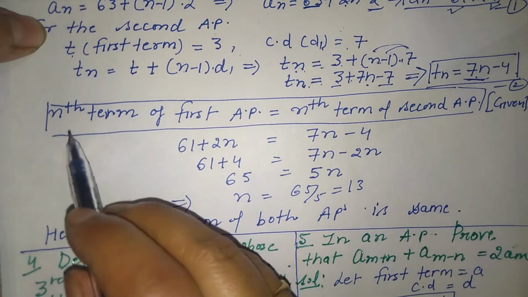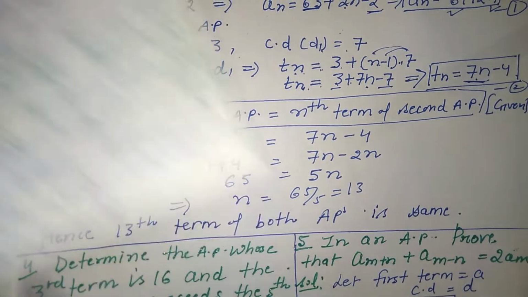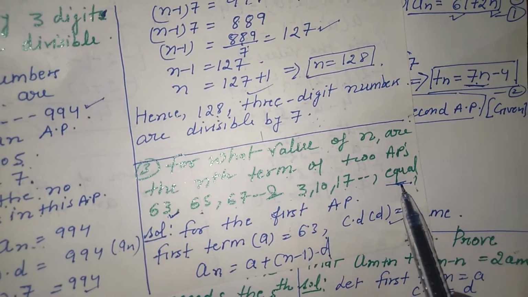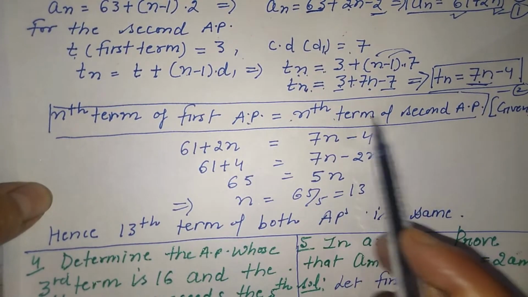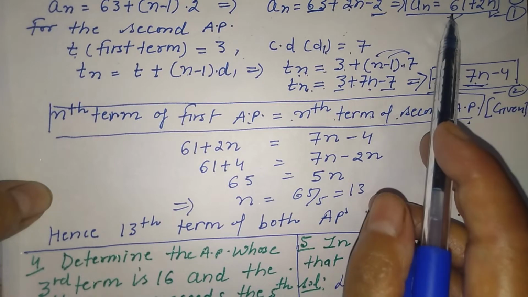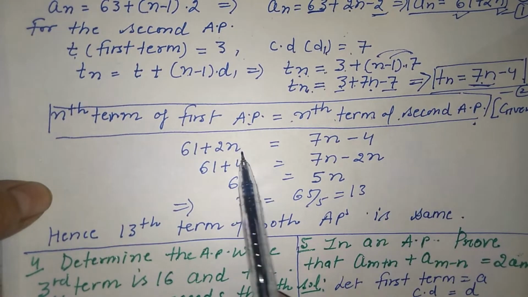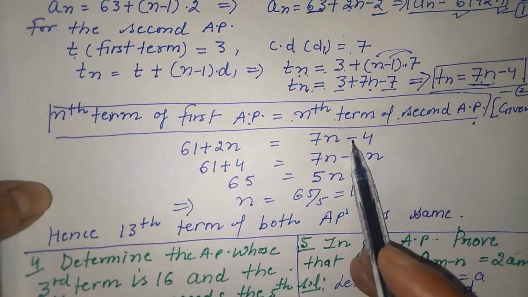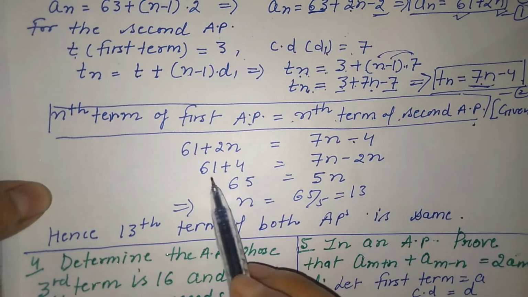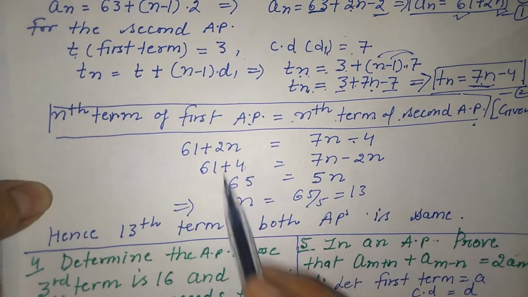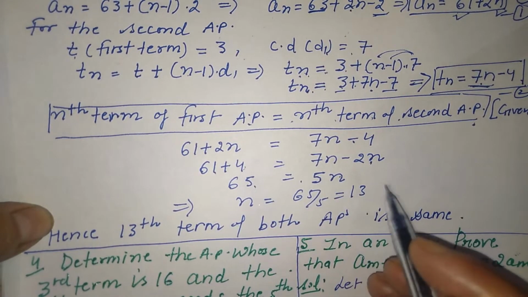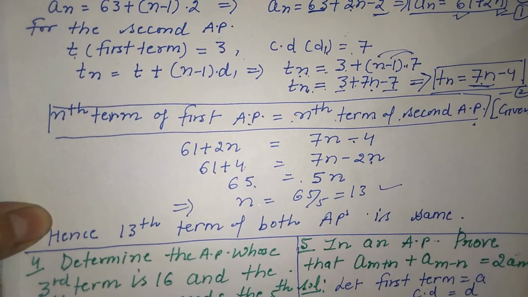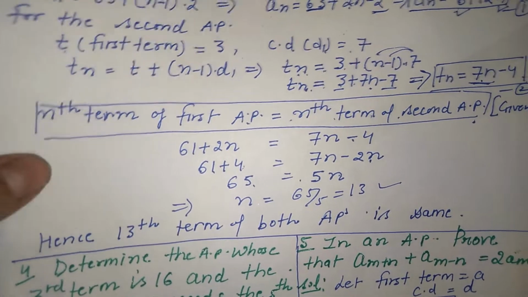Now it is given that their nth terms are equal. So we write the nth term of the first AP is equal to the nth term of the second AP. This is the nth term of the first AP, 61 plus 2n. This is the nth term of the second AP, 7n minus 4. So 61 plus 4 is equal to 7n minus 2n. 65 is equal to 5n. So n is 13. Hence the 13th term of both the APs is the same.